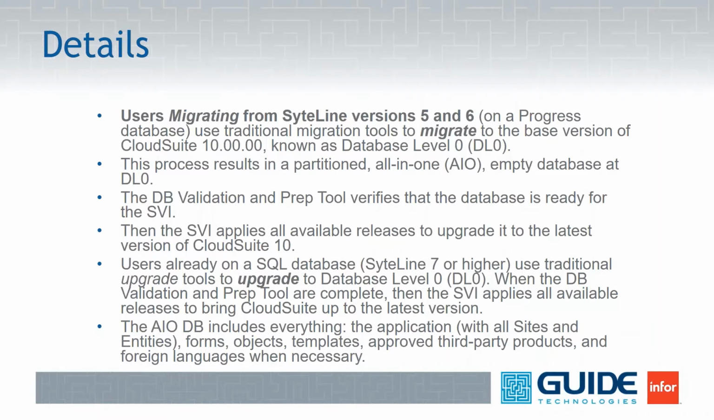If the users are already on a SQL database, Sightline 7 or higher, there's a traditional upgrade tool that essentially does the same thing. The AIO all-in-one database includes everything. The application is there, the forms are there, the objects are there, the templates are there, any approved third-party products are there, foreign language, country packs, etc.